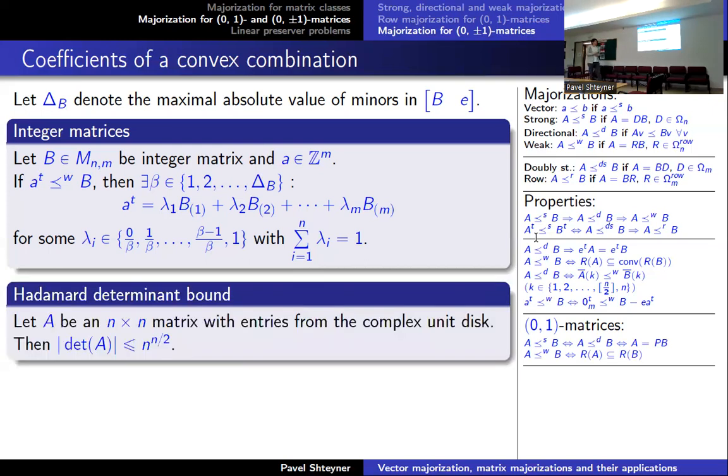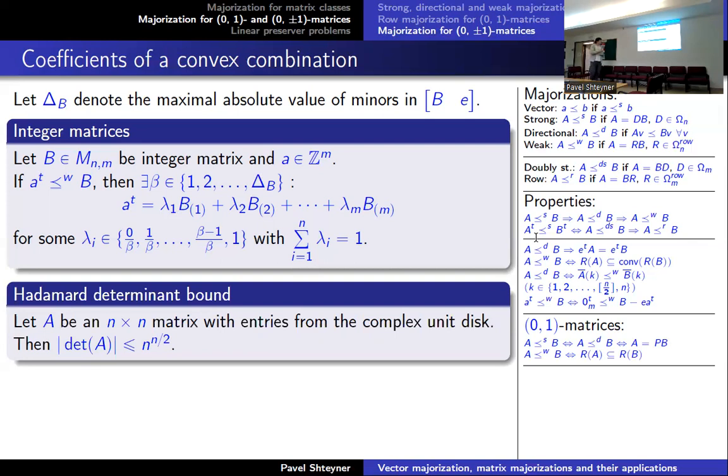So how can we actually evaluate delta B? For example, using the Hadamard bounds, if A is a matrix with entries from the complex unit disk. For example, if we are interested in the 0, plus or minus 1 matrices, they are also here. Then the absolute value of the determinant doesn't exceed m to the power of m over 2.